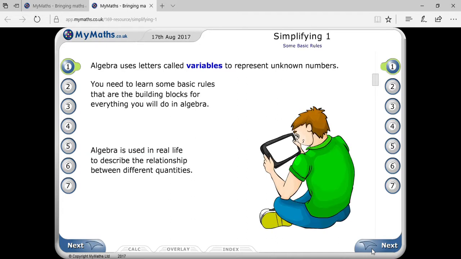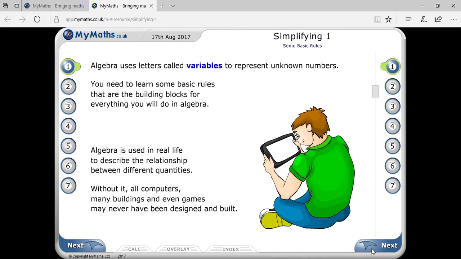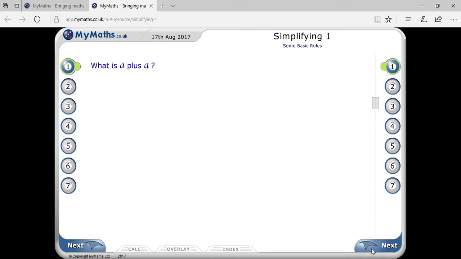Here they are saying that algebra is used in real life to describe the relationship between different quantities. Basically, without it, all computers, many buildings or even games may never have been designed and built. So fundamentally we have to understand all this related to simplification. Here the first question is, what is a plus a? A plus a, you can see there is a variable. A plus a is just like mango plus mango, so your answer will be 2 mango. Here also, yes, you are thinking right, it will be 2a. That will be your answer.